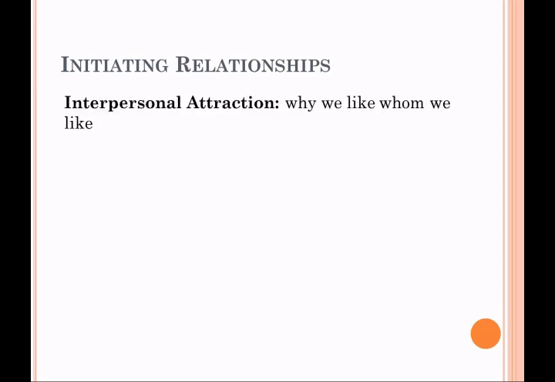The next part of the text talks about initiating relationships. The first part of this material really focuses on interpersonal attraction, which is why we like whom we like. Your book talks about 4 specific reasons that people are interpersonally attracted to each other. The first one is similarity. Now, think about birds of a feather flock together.